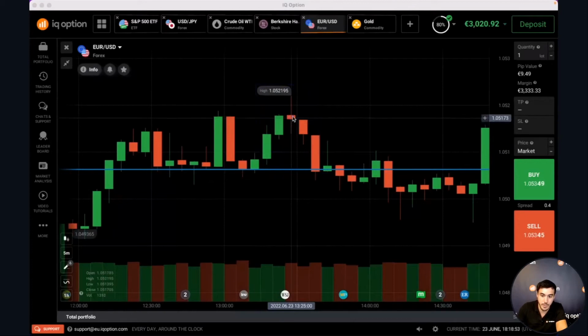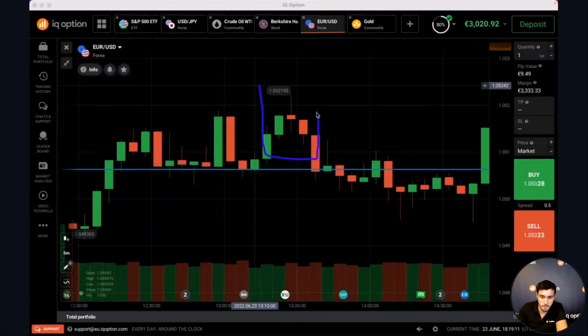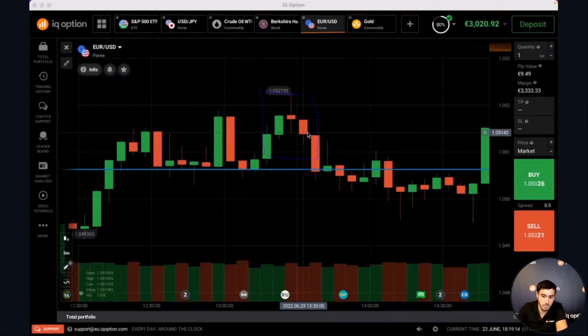Green, red, although we have extremely large wicks on both sides, but it's fine, right? Because for the star, we focus on the body, although I don't like it so much because of the wicks so big on the extremes. But in this example it would have worked.